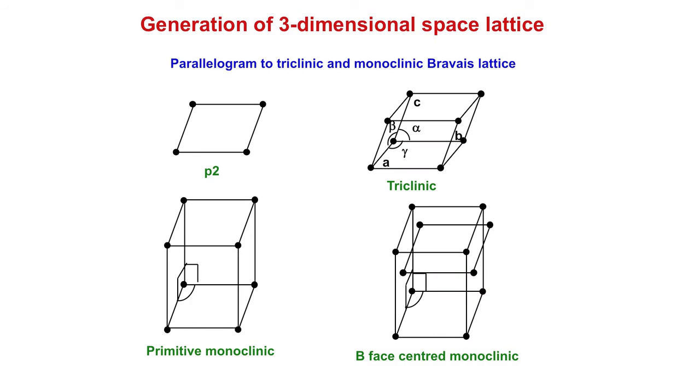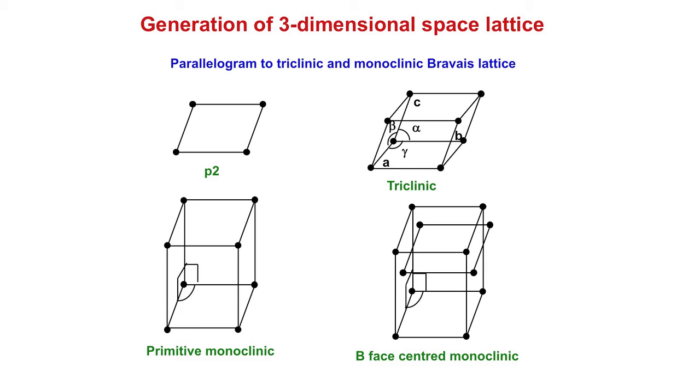Similarly, another example is being shown. This is a parallelogram, which has A not equal to B. I keep another one on top of it, and if I keep it exactly on top of it at some height, then it will become a monoclinic structure. But with respect to the bottom one, if the top one is shifted a little bit some way, it will create a triclinic structure.